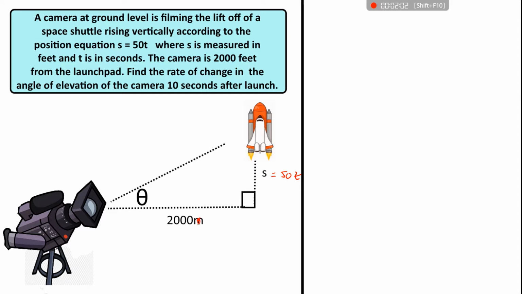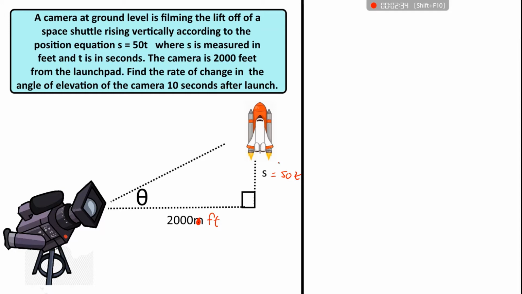Also, we know this distance is 2,000 feet. I could set up a sine function, but the problem is we don't know what our hypotenuse is. For the hypotenuse, I could do x squared plus y squared, the Pythagorean theorem. That would give me my hypotenuse in terms of time.